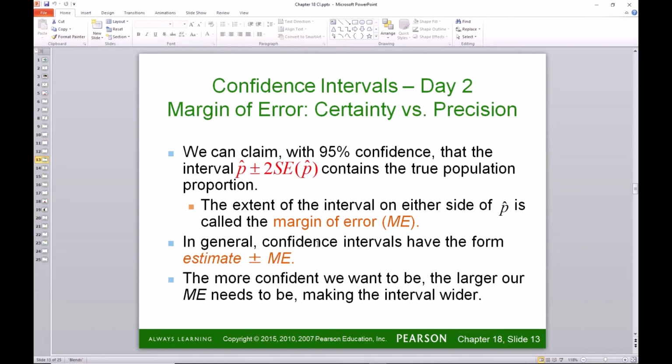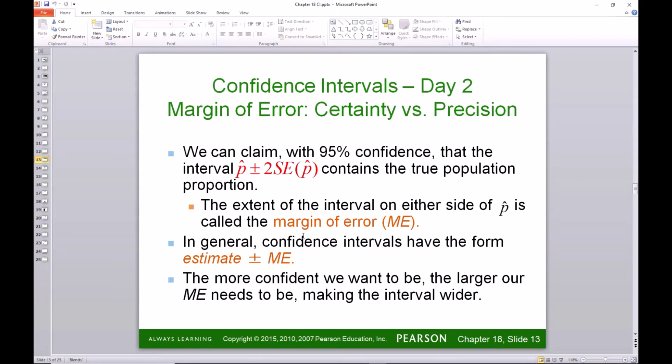So in general, your confidence intervals have the form of sample estimate, be they p hat values or x bar or whatever you're making a confidence interval out of, plus or minus margin of error. And margin of error is sort of a fluid thing depending on how confident you want to be.